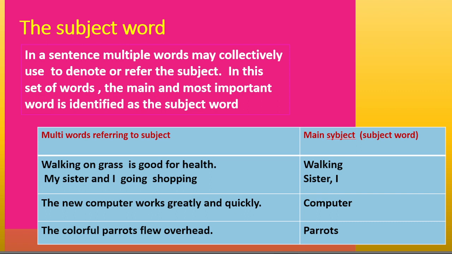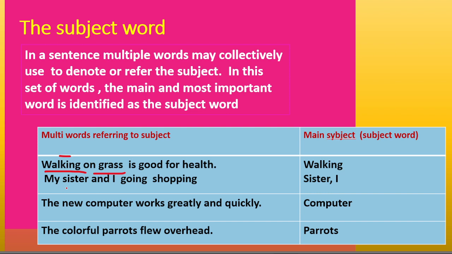Let us see the examples. Walking on grass is good for health. So here, walking is the main subject in this sentence. And the other words, on grass, are a part of the subject, but the main word is this one, walking. So walking is the subject word in this sentence.